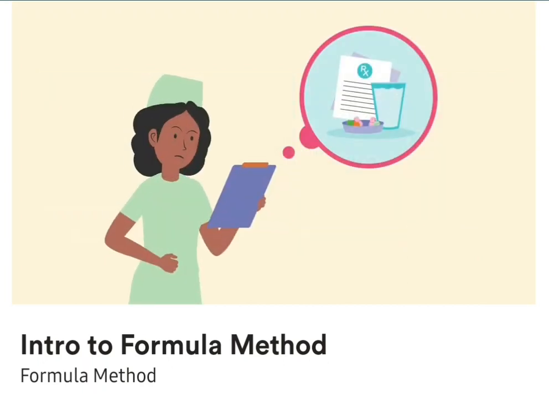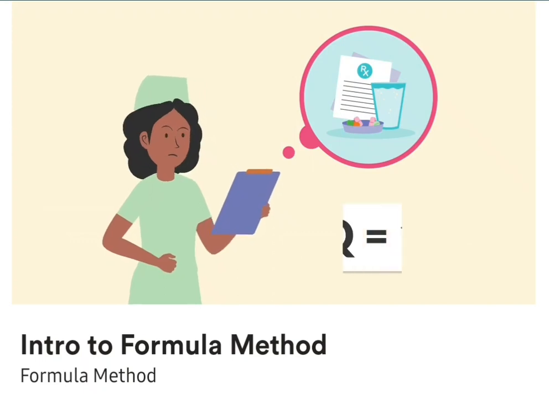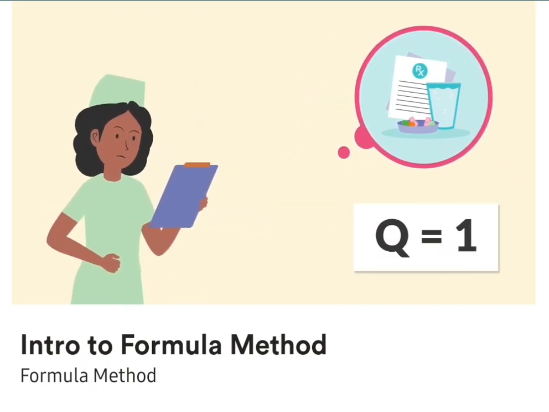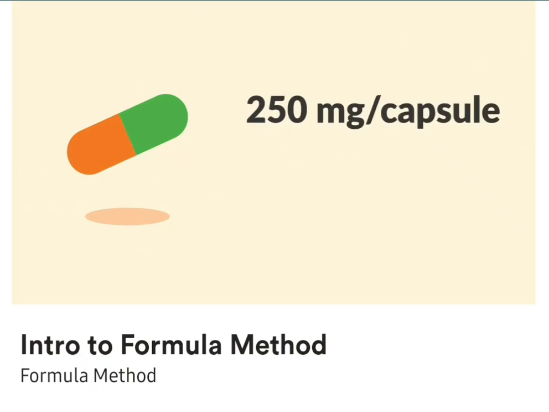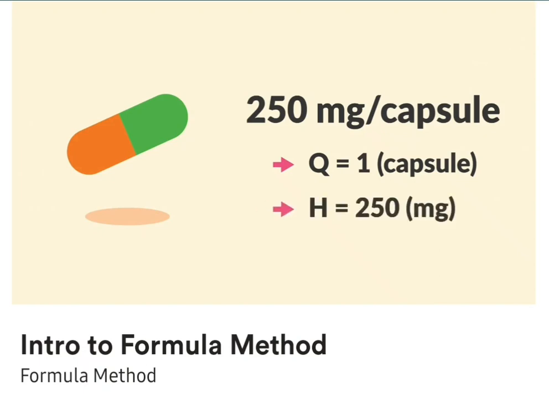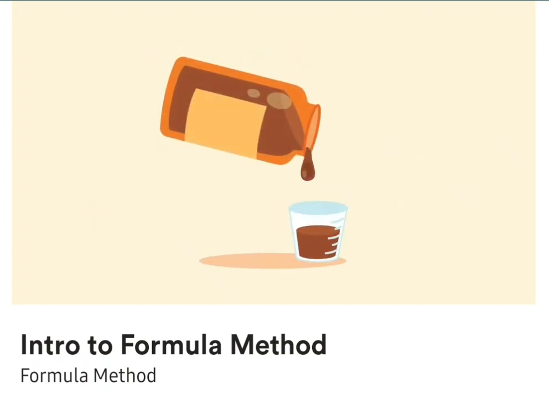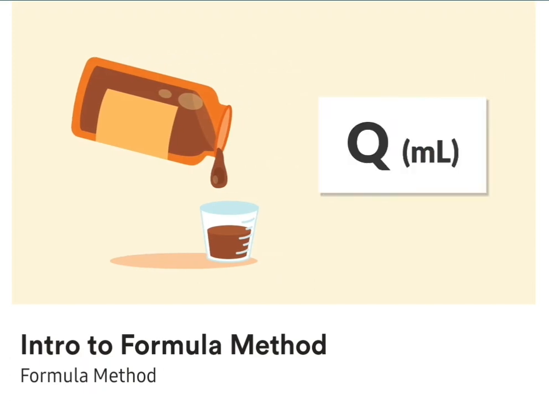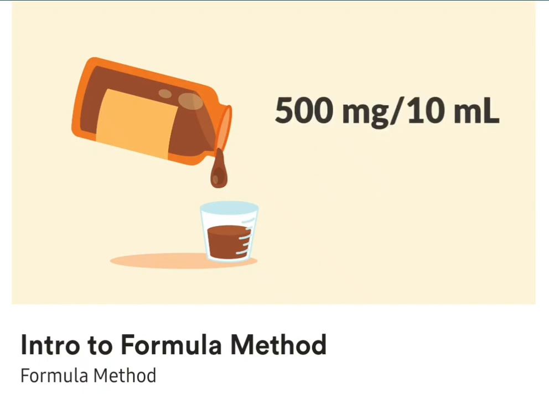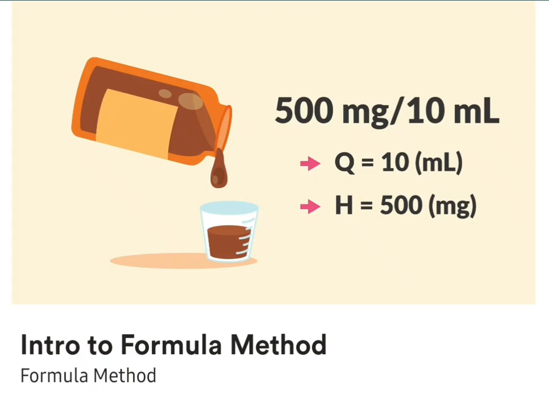So when calculating how many tablets or capsules to administer to a client, the Q will often be 1. Okay, so for example, 250 milligrams per capsule means 1 capsule, so the Q here, and that contains 250 milligrams for the H, which you have on hand. So when calculating the volume of a liquid to administer to a client, the Q is often in mLs, milliliters. So for example, 500 milligrams in 10 mLs means 10 mLs, the quantity here, contains 500 milligrams, what you have.